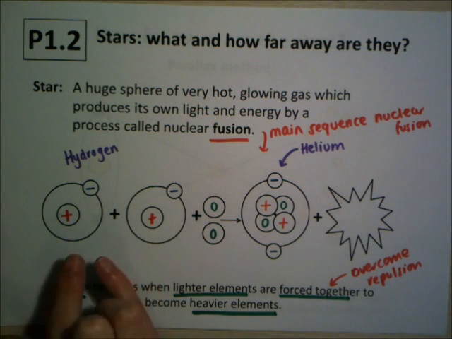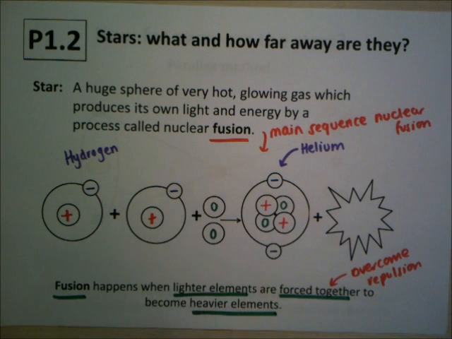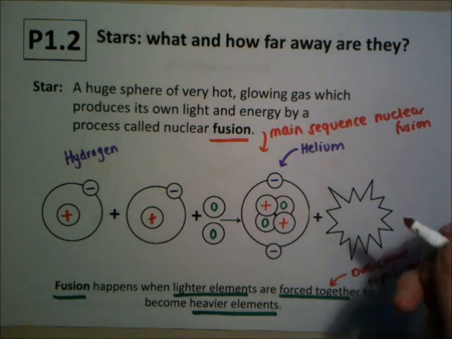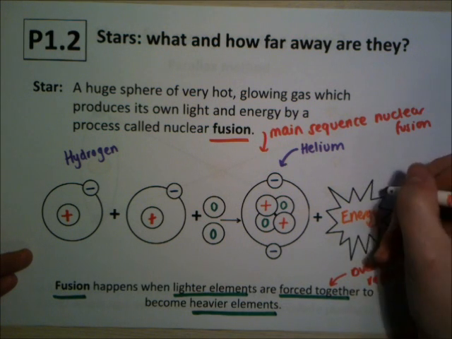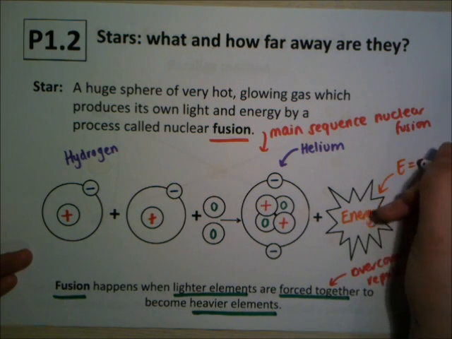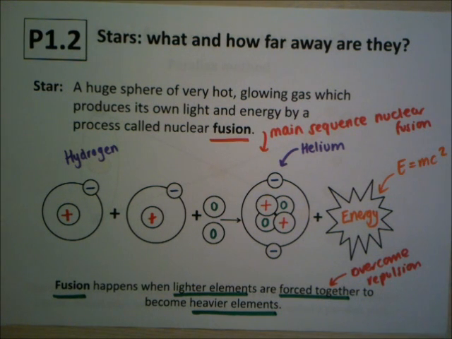So they have to overcome these forces to be joined together. Now when this happens, when I can force these two together and add two neutrons in, I make something really important, and that is energy. And this is why fusion really happens. And this energy that's produced is to do with E equals mc squared, Einstein's famous equation, but you don't need to know too much more about that.